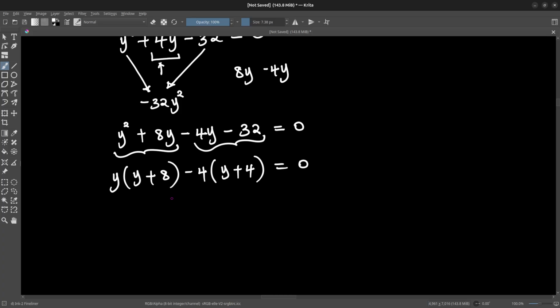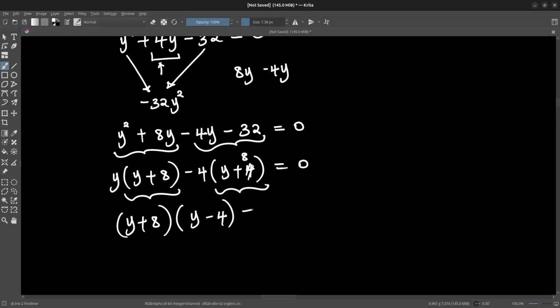So, wait a minute. This is supposed to be 8, not 4. Since it's negative 32 divided by negative 4, that's supposed to be 8. So now, notice that we have this y plus 8 term, and then we also have it here. So let's factor it out. We factor out y plus 8, and here we are left with y. On this other side, we are left with minus 4. This is equal to 0.